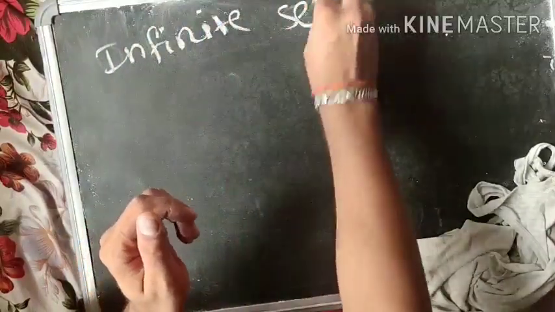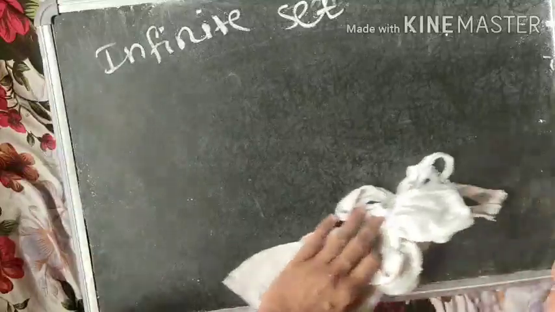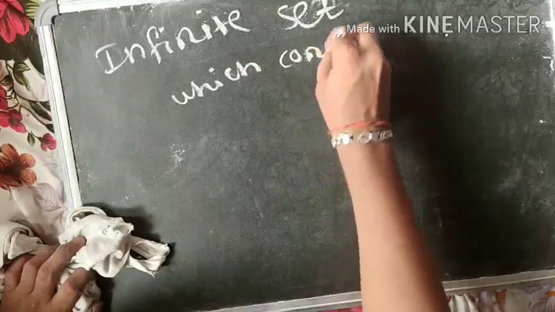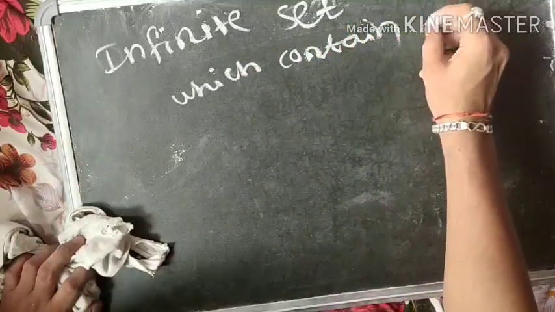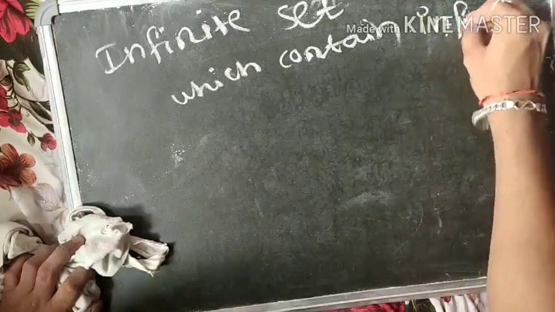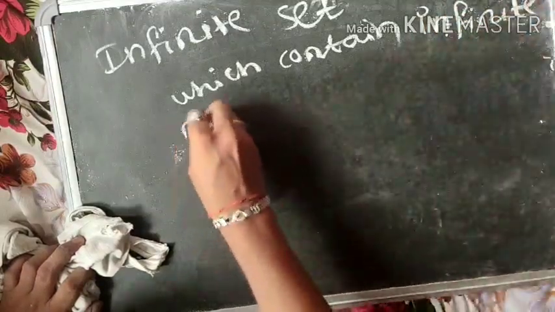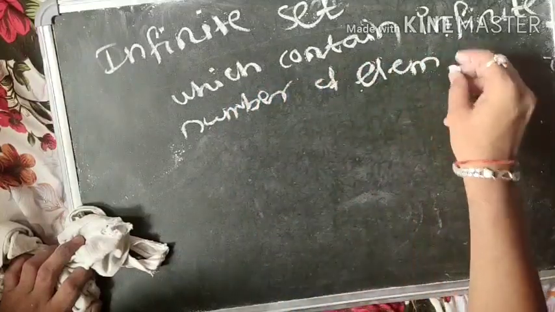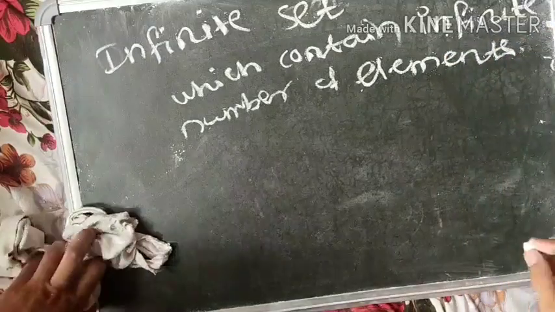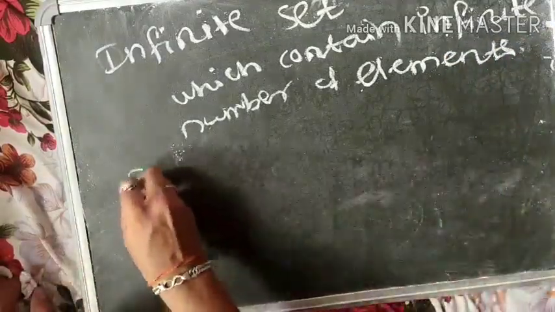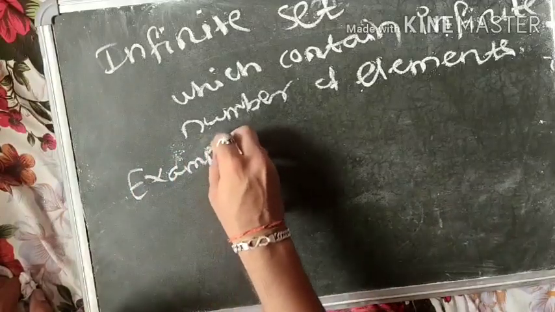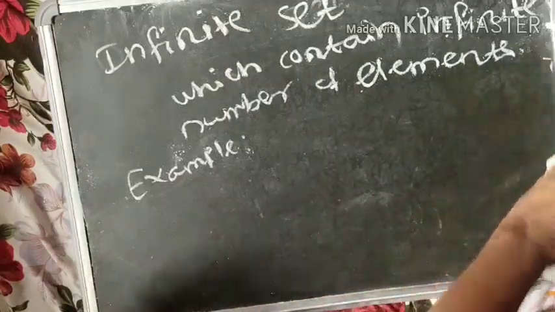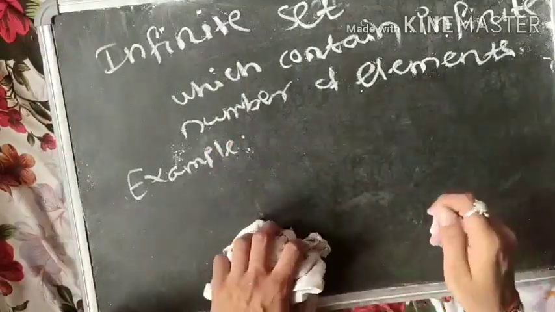Infinite set. An infinite set is a set which contains an infinite number of elements. For example, an infinite set means we cannot count how many elements are in the set, so it is called an uncountable set, which means it is called an infinite set.